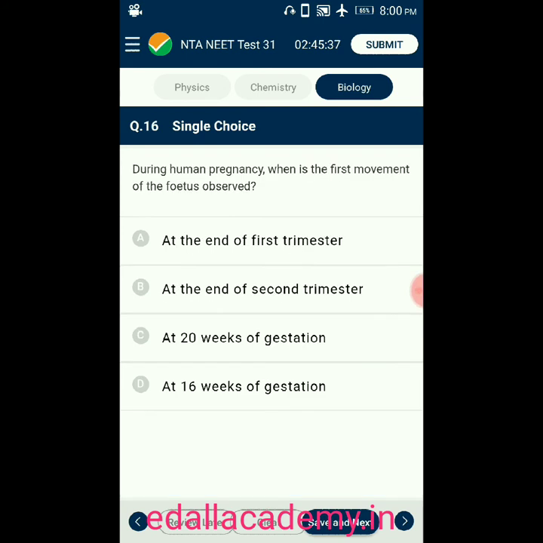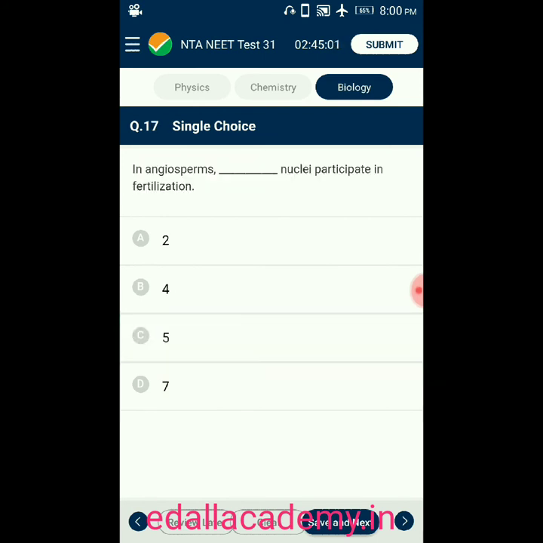Question number 16. During human pregnancy, when is the first movement of the fetus observed? In human pregnancy, the first movement of the fetus is usually observed around the 5th month, around 20 weeks of gestation. The appearance of hair on the head is also observed during this period. So the answer for this question is option C, the 20th week of the gestation period.